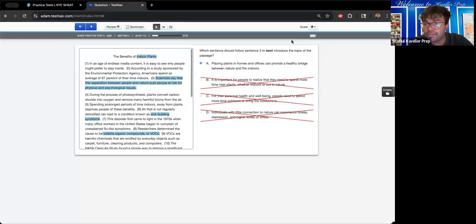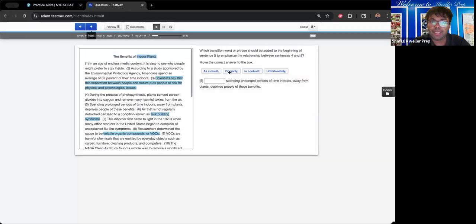So what should you do to look when adding sentences? Look at what the main point of the passage is. Sentence three is in the first paragraph. I know the main point of the passage is that indoor plants stop this negative risk and actually improve our psychological and physical issues. It says right here, placing plants in homes can provide a healthy bridge between nature and the indoors. This is good because it talks about plants and how they support us. The rest of them don't really talk about plants. The whole passage is about the benefits of plants. So it should be A. Now the transition word.